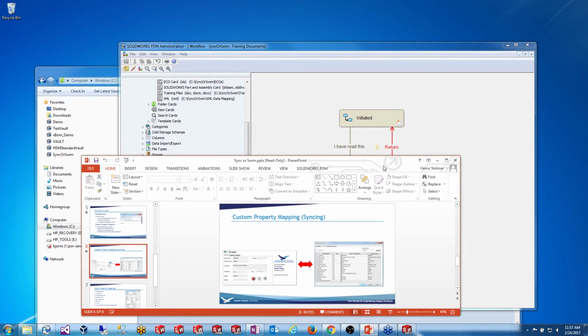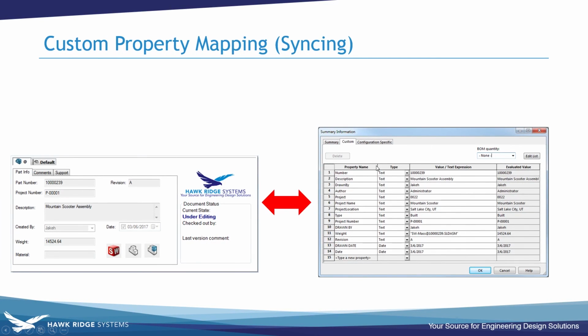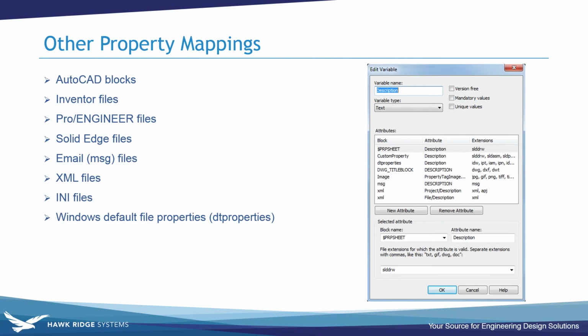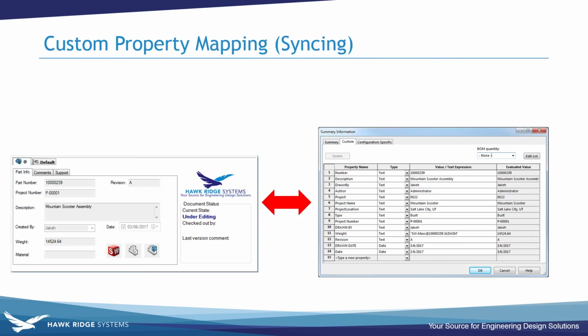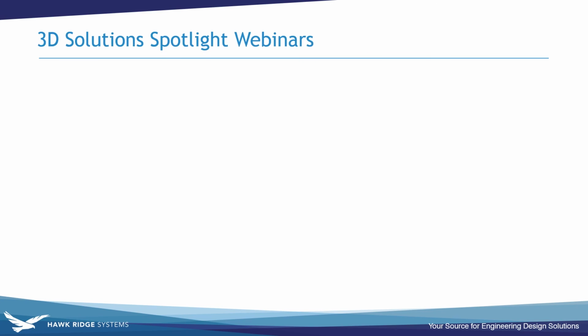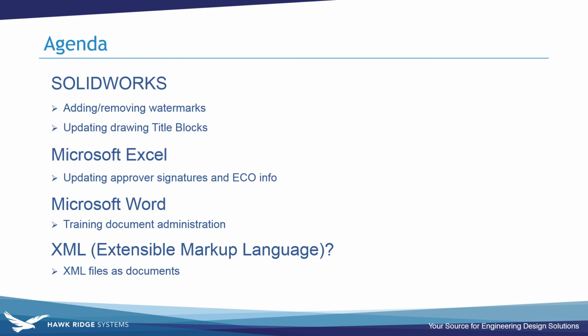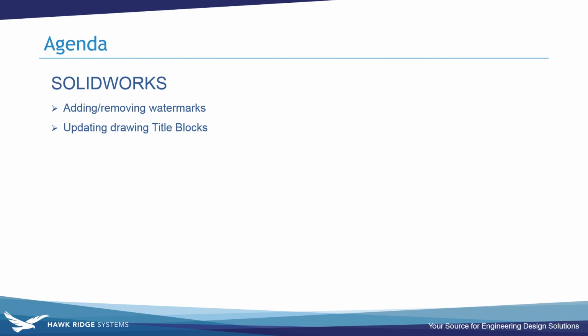All right, we made it through. Just to summarize, I'll go back to the slide there. We made it through SOLIDWORKS. We added and removed our watermarks to our drawings. We updated our title blocks automatically based on the custom properties of the model inside the drawing, rather than the drawing's custom properties itself, with that PRP sheet mapping.